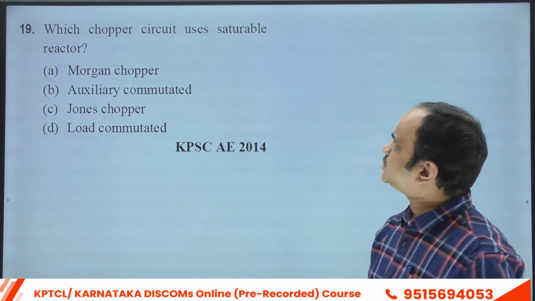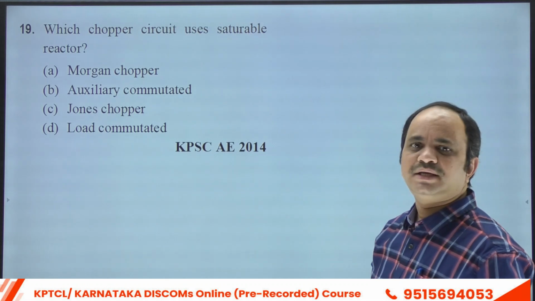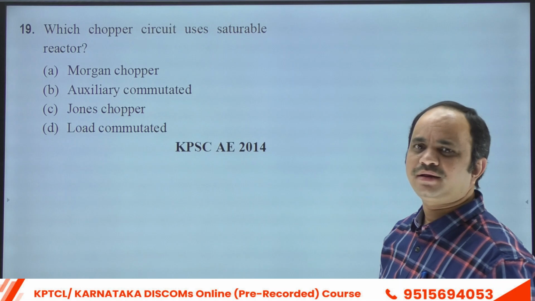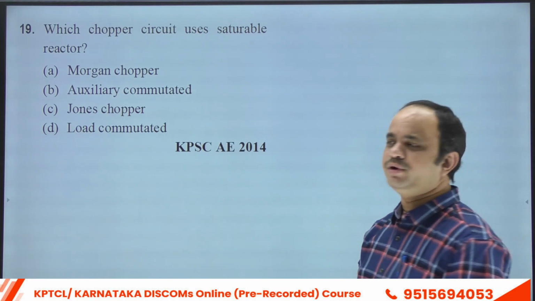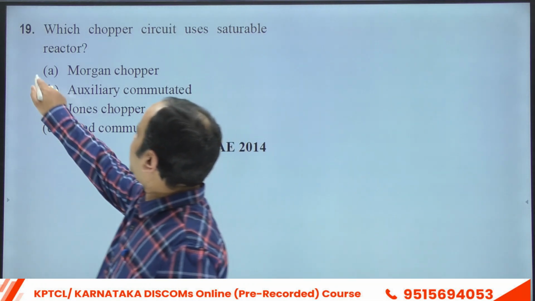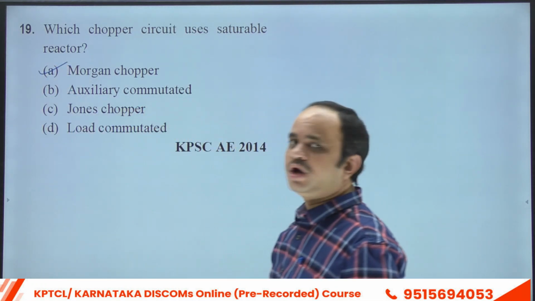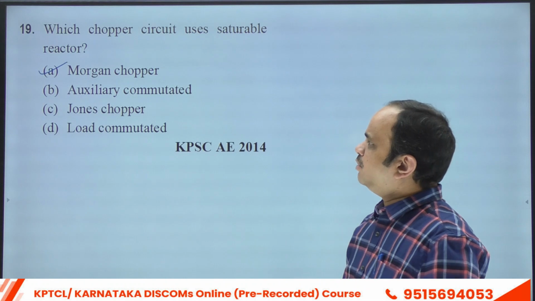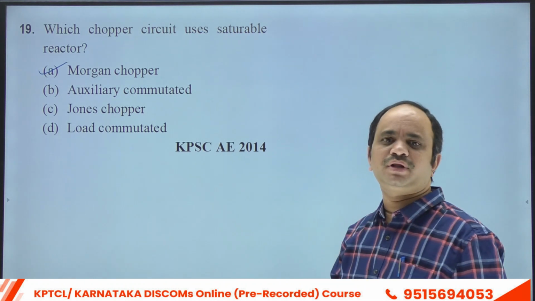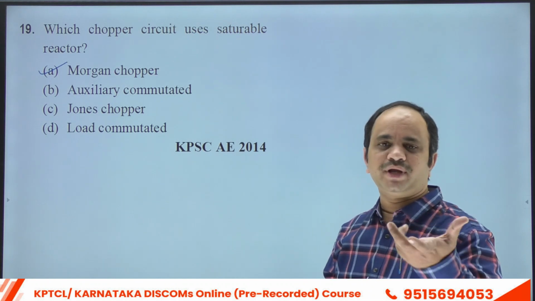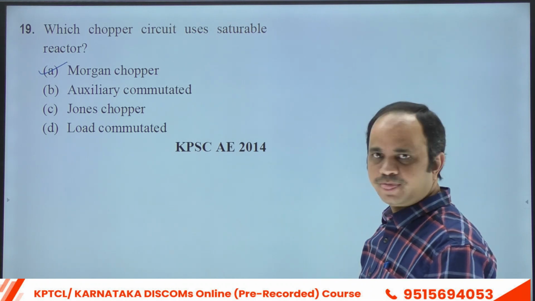Next, which chopper circuit uses saturable reactor? Generally, this saturable reactor will be used in the current commutated chopper. That is also called Morgan chopper. Remember, Morgan chopper is a current commutated chopper named after the inventor, and Jones chopper is a voltage commutated chopper.